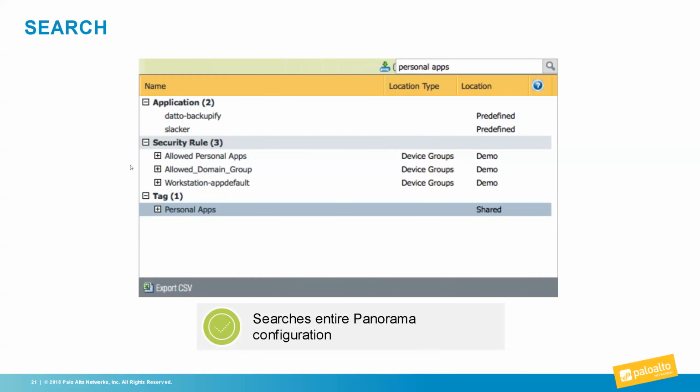Again, here I was showing the search function, right? So we have the search function. If you're looking for something within Panorama, you search the entirety of the Panorama context. So not only stuff specific to a particular firewall or device group, but all the things.